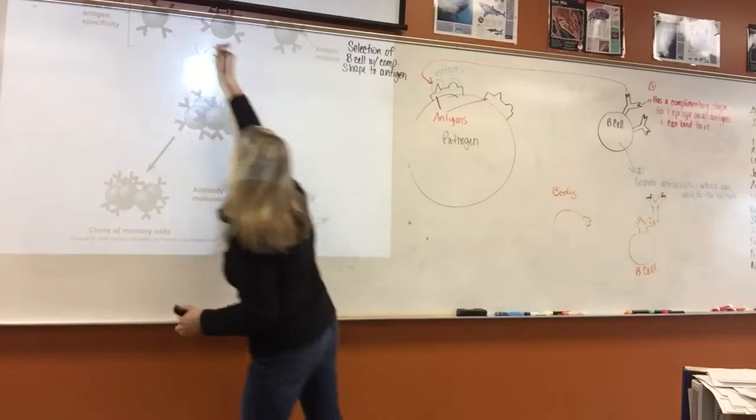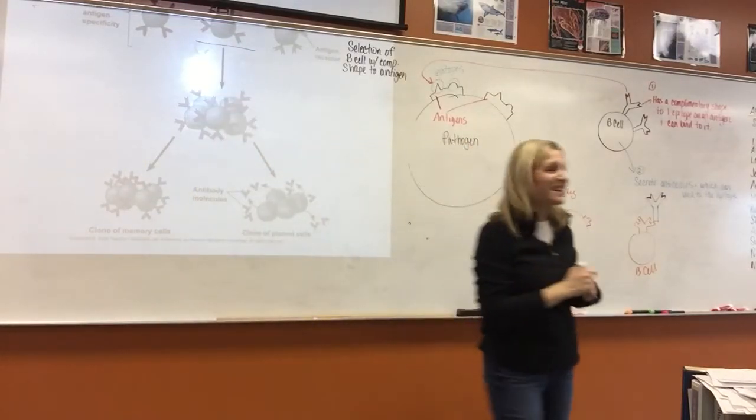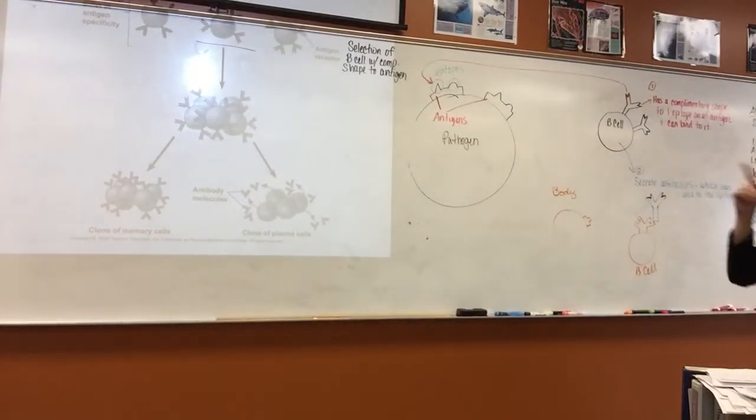So this is the one. That takes some time. So then what happens? From that cell in the middle to the next picture, what does it look like happens? It divides and makes lots of new ones. All right?